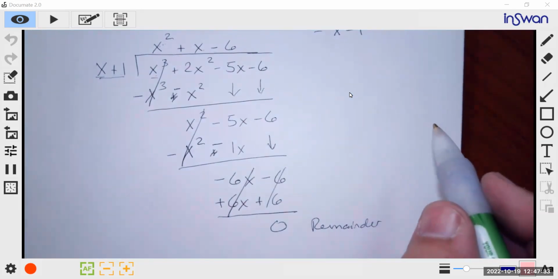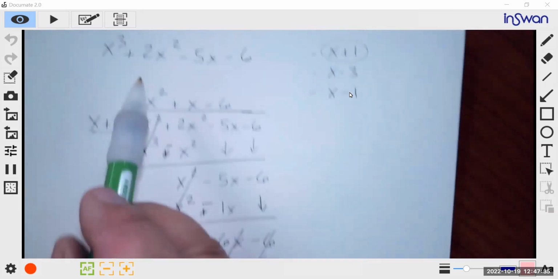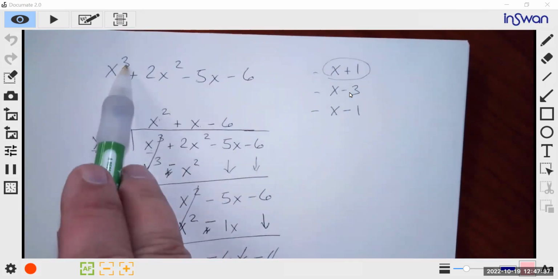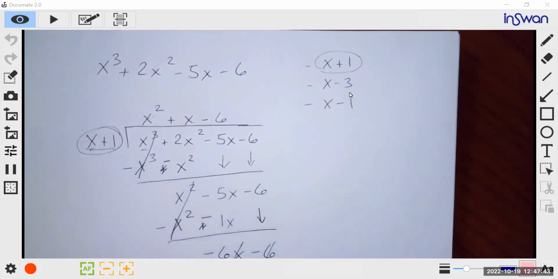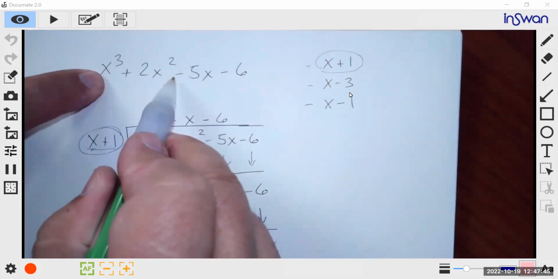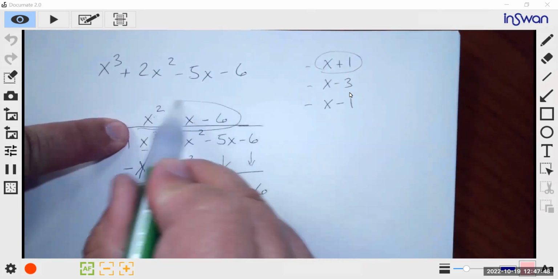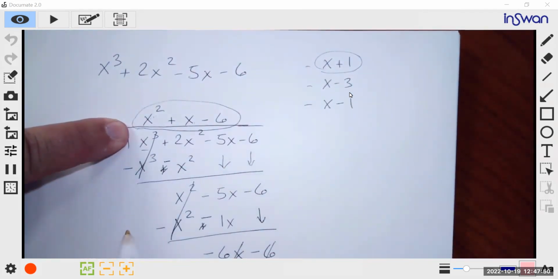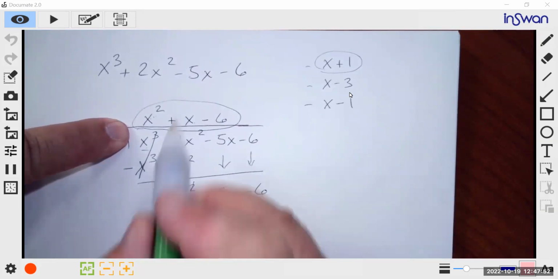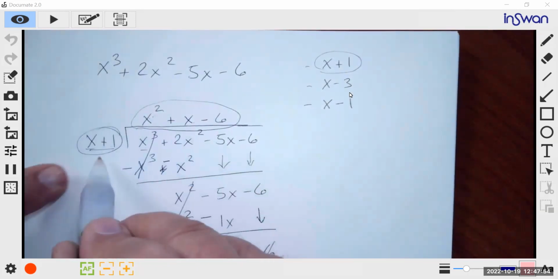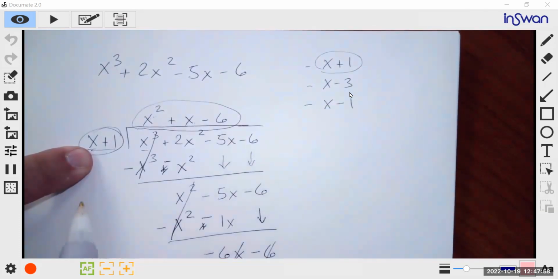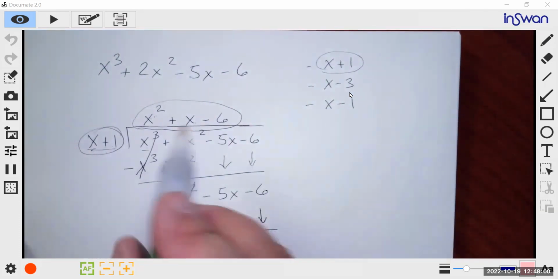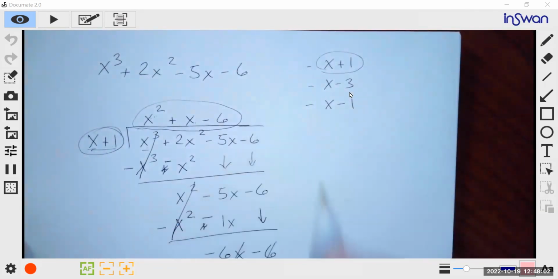Here's the beautiful thing. Remember, we started off with this big third order equation. We know one of the factors is x plus 1. We don't have to go back to here. We can now factor this one. How many answers do we need more? There's 1, we need 3. This will give us 2 more. So if we factor this one, what do we get?